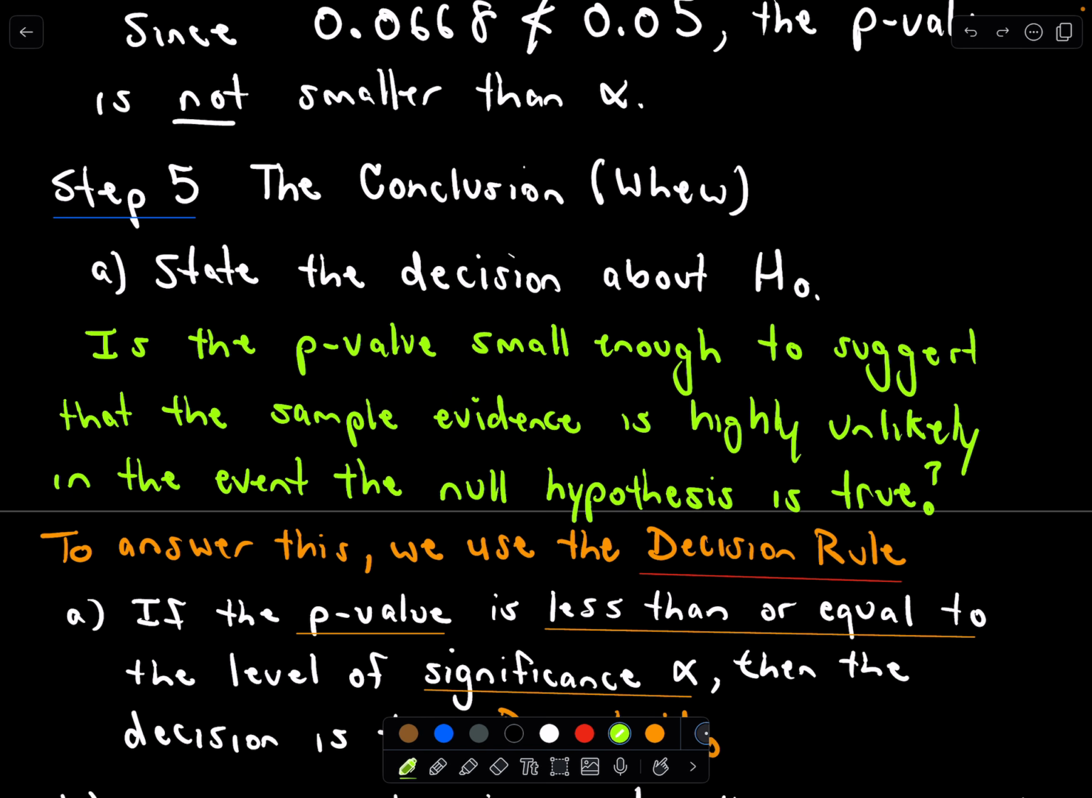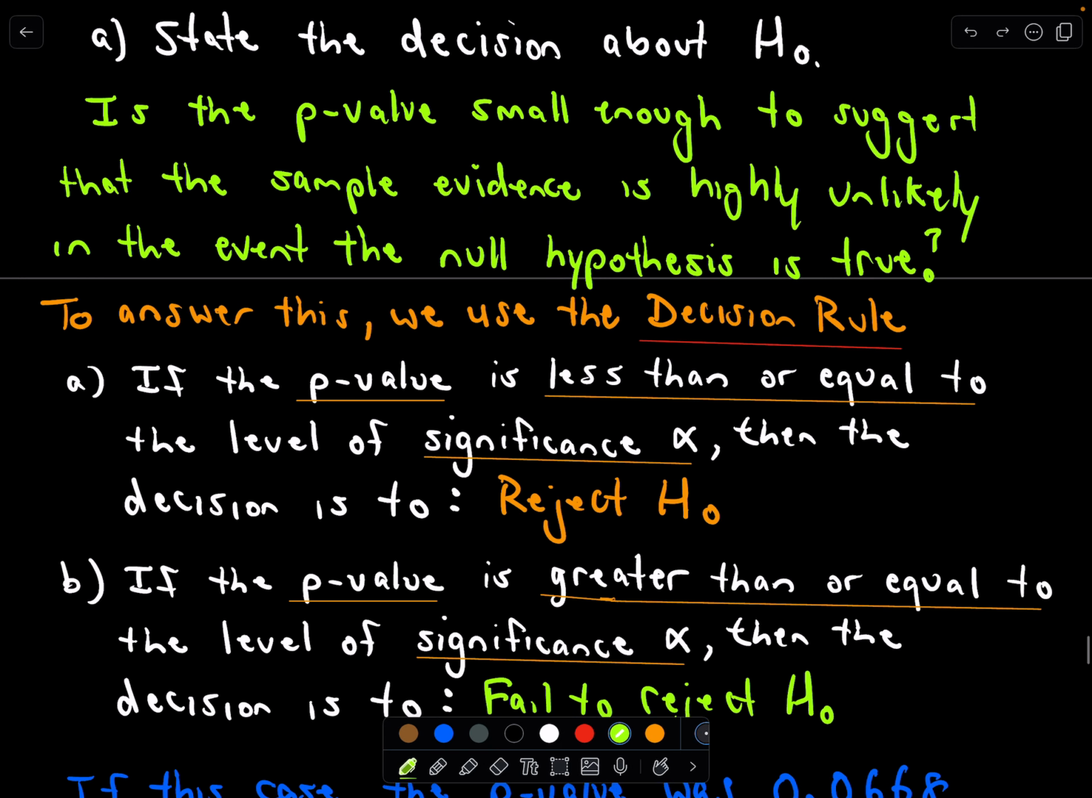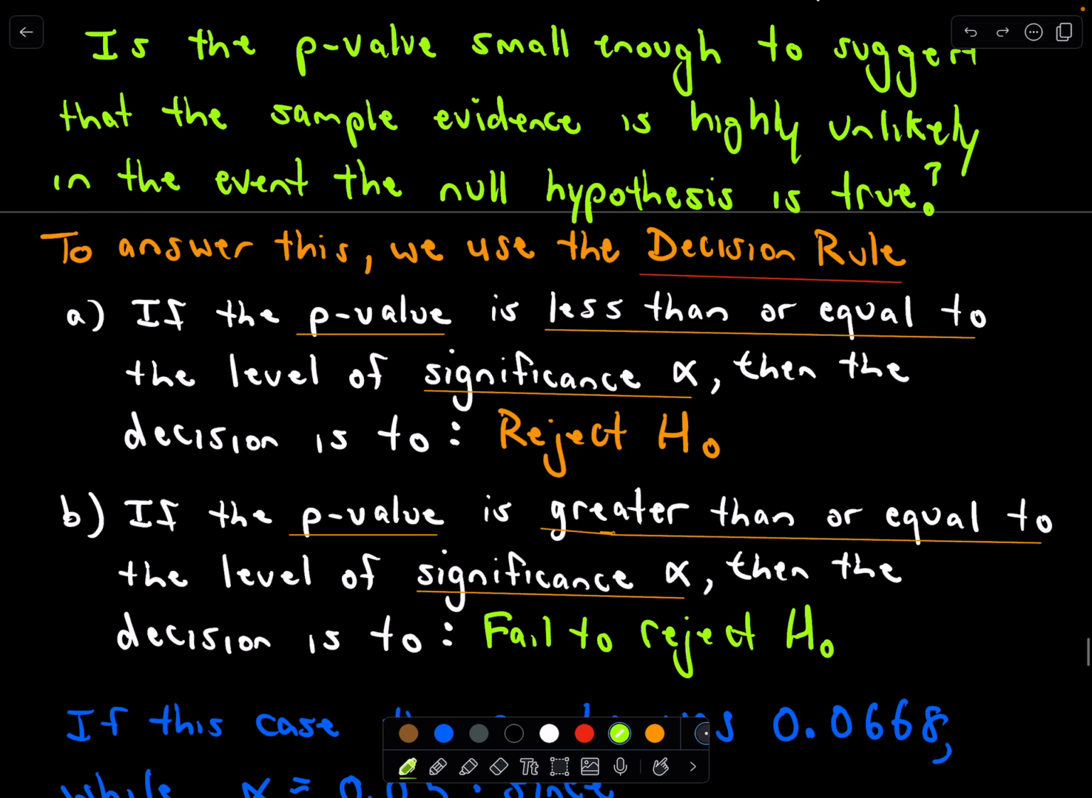So this is the question. Is the p-value small enough to suggest that the sample evidence is highly unlikely in the event that the null hypothesis is true? Again, is it far enough away to be of concern? In essence, again, I'm hand waving. So to answer this question, we're going to use this decision rule.